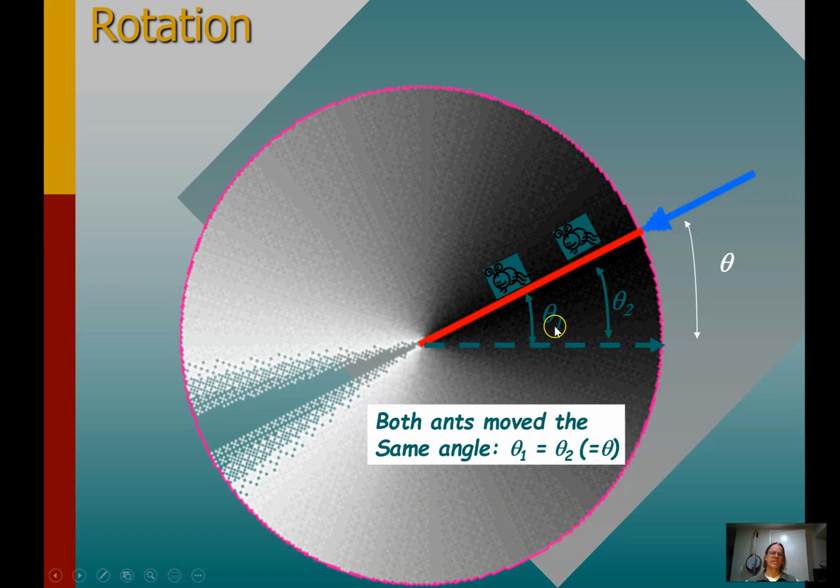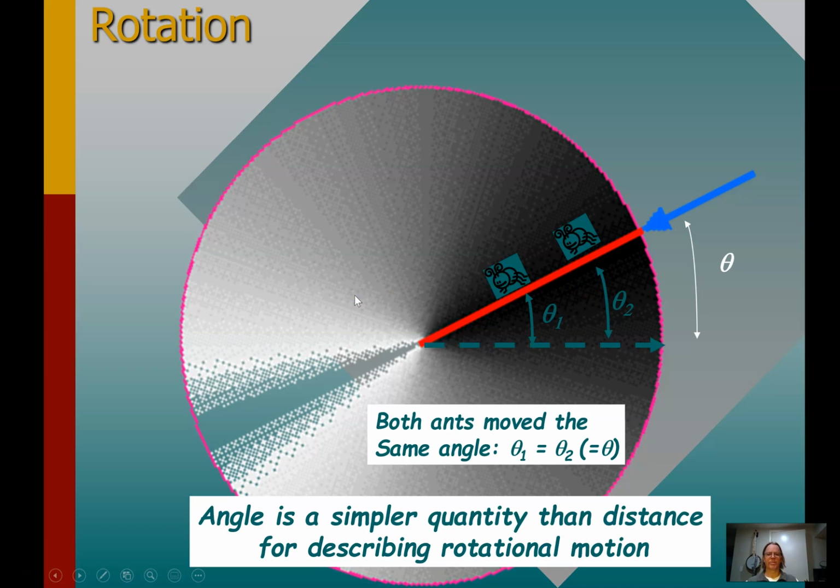Okay, so these we're going to use for angles, and they both do the same angle, so they have the same angular displacement because they move through the same angle. So both bugs have the same angular displacement. It's easier to talk about than the distance because it's the same amount, same angle.